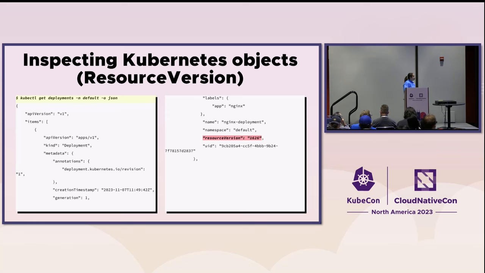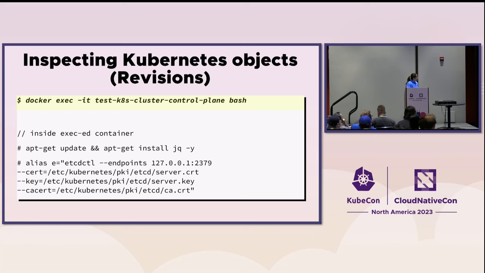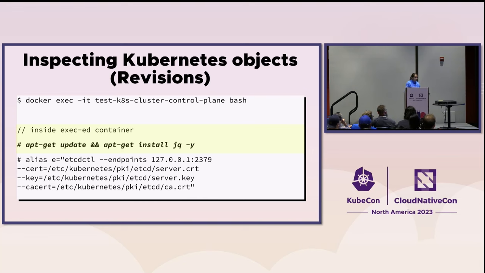Let's now inspect our newly created Kubernetes deployment object using kubectl first. Here, this is a redacted version of the entire output, but what we need is the value on the right-hand side. We see a field called resource version that is currently set to 1626, and we want to understand how this is coming back from etcd. So here I am exec-ing into my Kubernetes cluster control plane. Again, I'm adding jq, a handy tool to decode our key value pair values. And since this is a Kubernetes cluster and our etcd is installed with certificates attached to it, I'm putting this entire certificate configuration into an alias E.